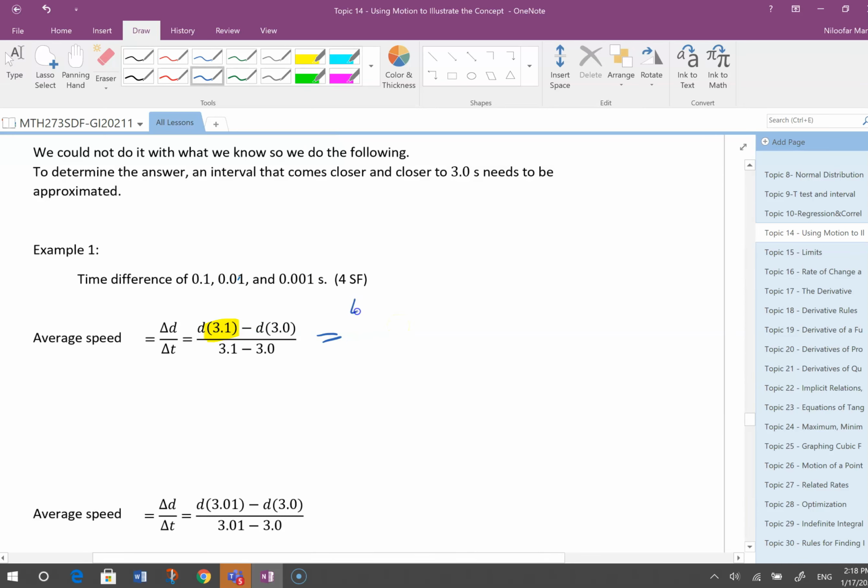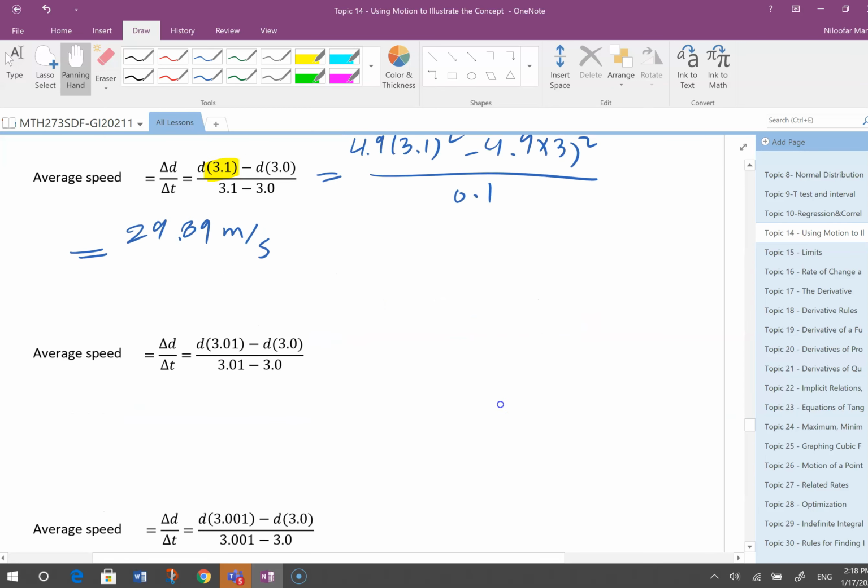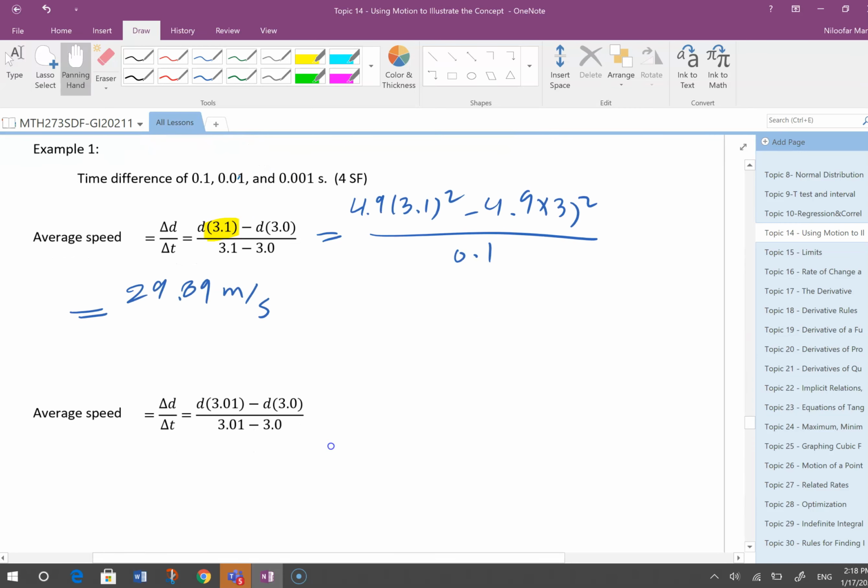4.9 multiplied by 3.1 squared minus 4.9 multiplied by 3 squared divided by 0.1, because that's the average change on T. This is 29.89 meters per second. You would say that's not bad, but it's 3.1. You didn't use 3. I say, okay, how about I go closer? So instead of 3, I use 3.01. How about I do that?